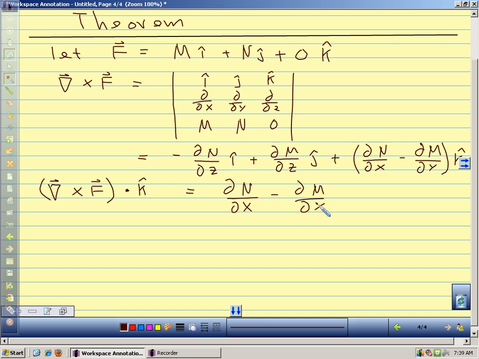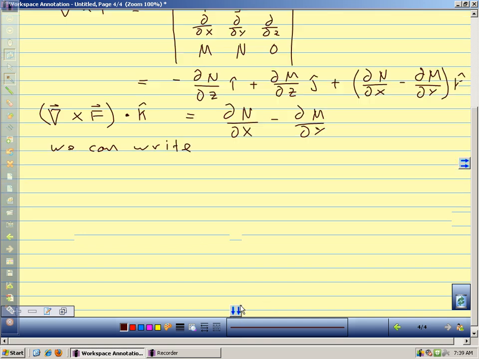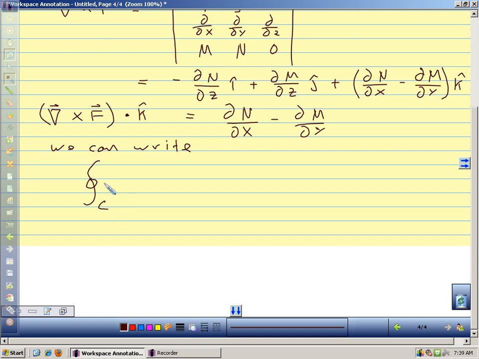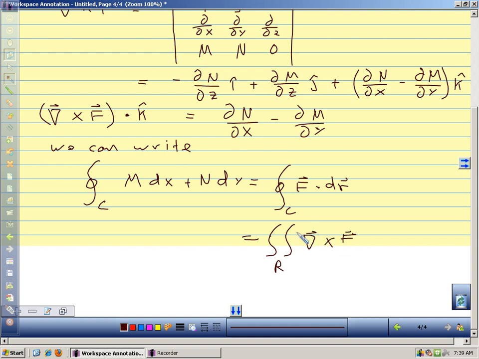And using this, because this is part of Green's theorem, we can write that the line integral along a curve of m dx plus n dy, our line integral of our vector field, equals, and that's the same, I'm just going to make this notation as a reminder, this is f dot dr. This equals the double integral over our region of del cross f dot k dA.